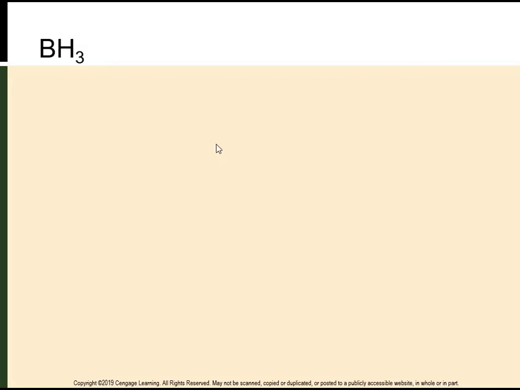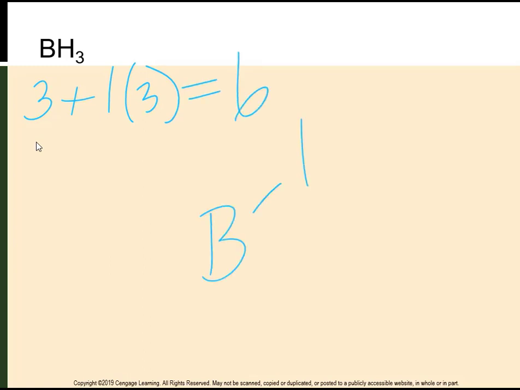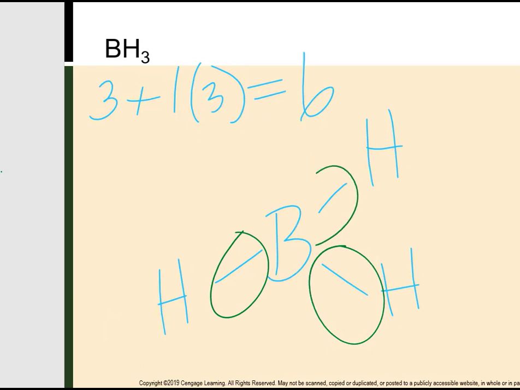Let's look at an example where a compound has fewer than 8 valence electrons, boron trihydride, BH3. We know boron, if we look at it on the periodic table, has 3 valence electrons, and hydrogen has 1, and there are 3 of them, so this will equal 6 total electrons. So we make boron, hydrogen, hydrogen, hydrogen. We check: are there 2, 4, 6? Yes, we are done. This is a trigonal planar molecule, and everybody's full and happy.